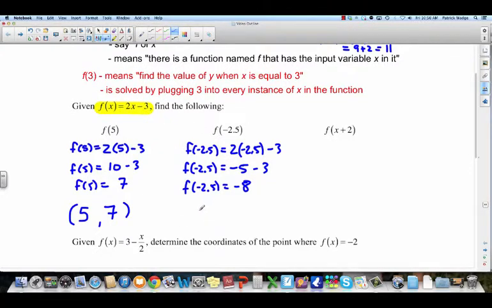And again, there's a point associated with it. The input's negative 2.5, so that'd be the first number. And the output is negative 8, so that'd be the second number. X and Y if you want.